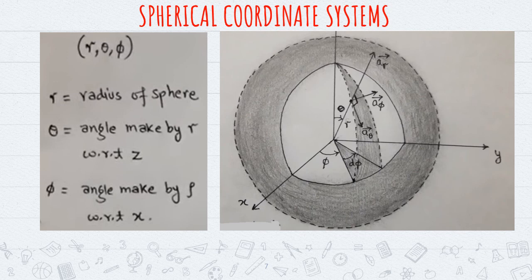Now the third coordinate is phi, which is measured along the xy plane, so its unit vector is the a phi vector. Here the a r vector and the a theta vector are always perpendicular to each other. Therefore the three unit vectors are the a r vector, the a theta vector and the a phi vector.